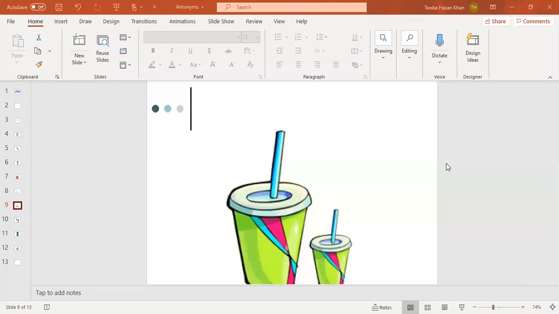The antonyms here are small and large, right? This is a small sized cup, and then there is a large sized cup. So big and small is also fine. Small and large is also fine. Okay? Let's come to the next slide.